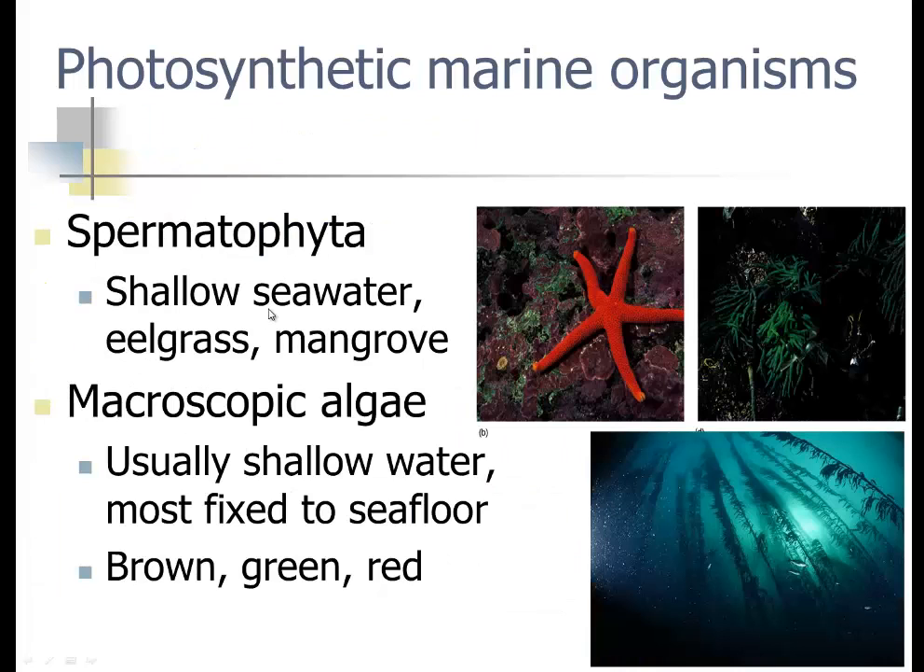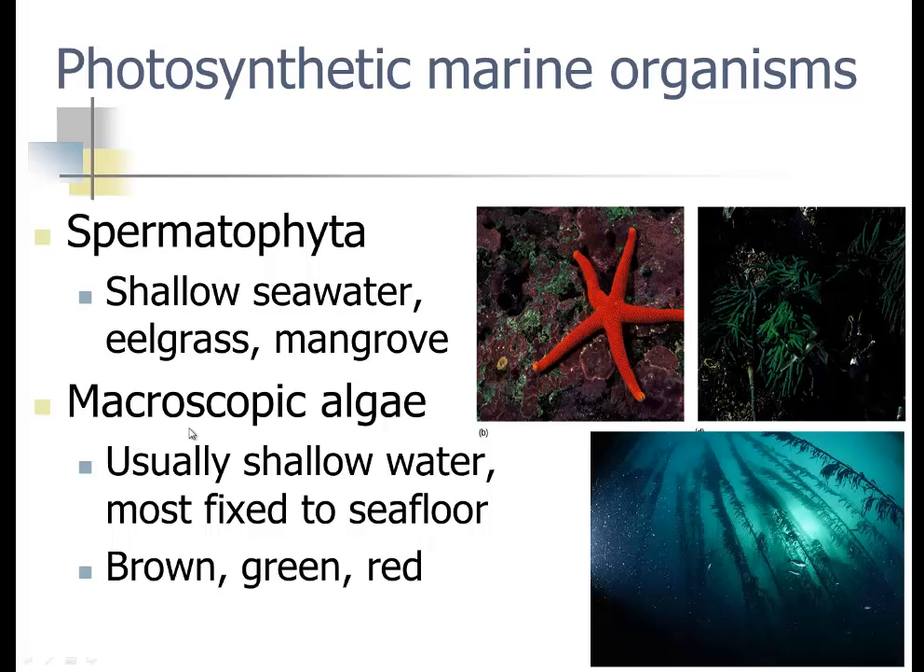Photosynthetic organisms in the ocean, we have a lot of different things. We have the microscopic plankton, which apparently we're not going to talk about in this section, but we have the spermatophytes, which are the sort of lichen-looking red things that are in the water. They're usually in shallower water. They can also be made out of eelgrass and some mangrove material. This is eelgrass over here.